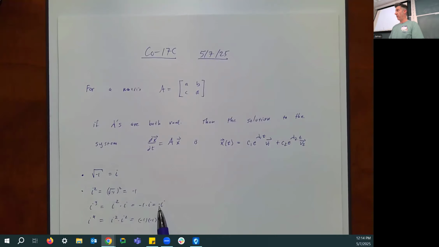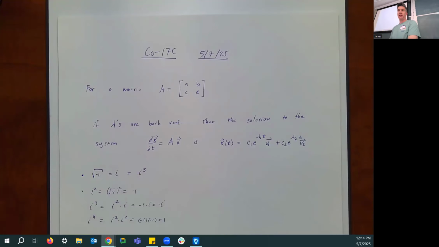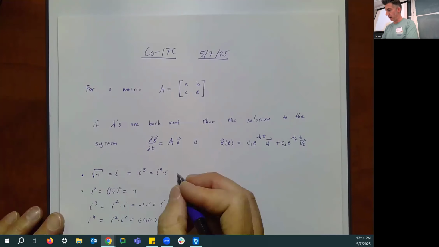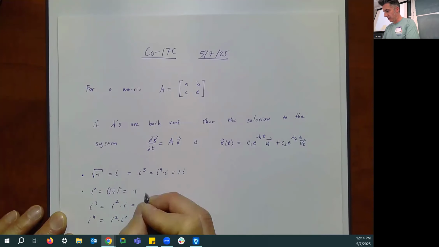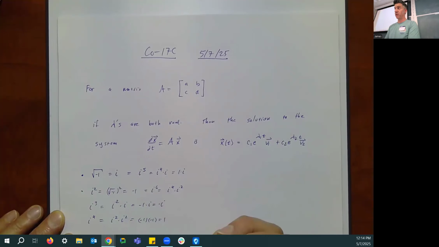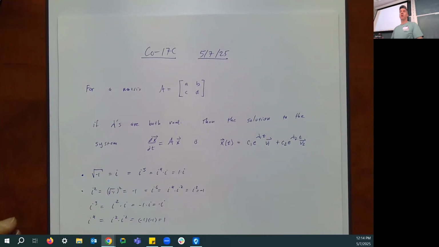i, -1, -i, 1. So i to the fifth is also going to equal i, because i to the fifth is just i to the fourth times i, which is 1 times i, which is i. And i to the sixth is going to equal -1 because it's i to the fourth times i squared, and i to the fourth is equal to 1, so that's just i squared, which is -1. And so on. So i to the seventh would be -i, i to the eighth would be 1, i to the ninth would be i, and so on forever. Why do we care? Well, you'll see.